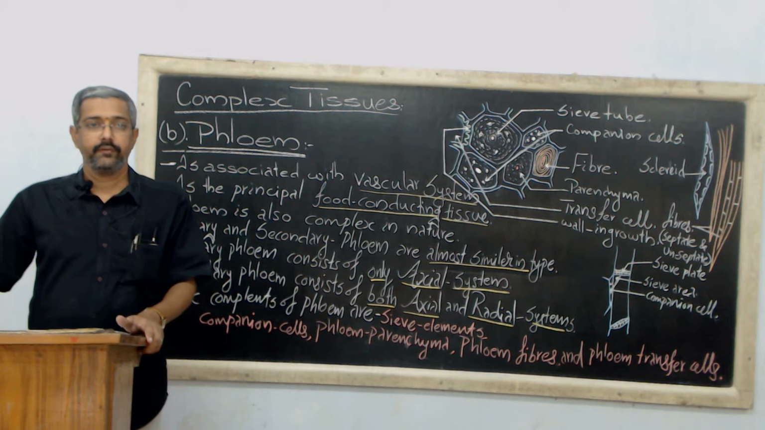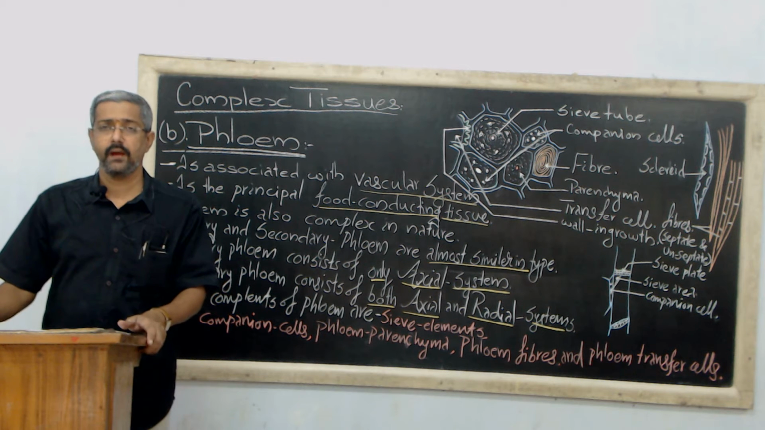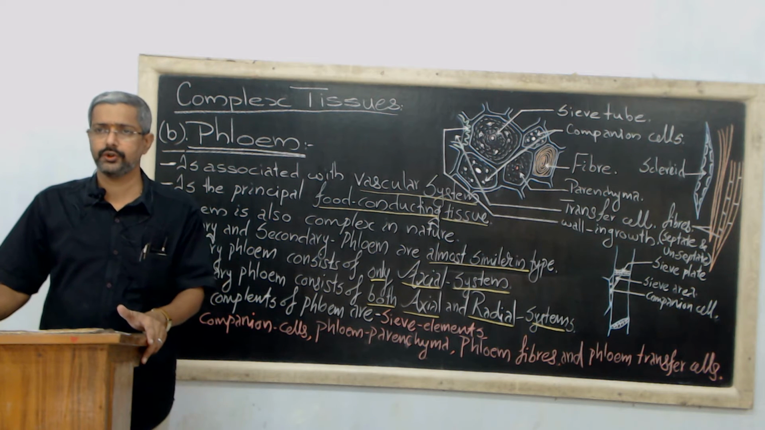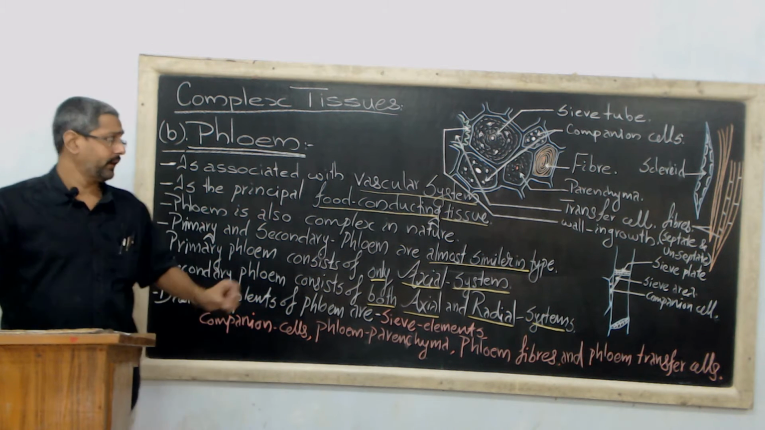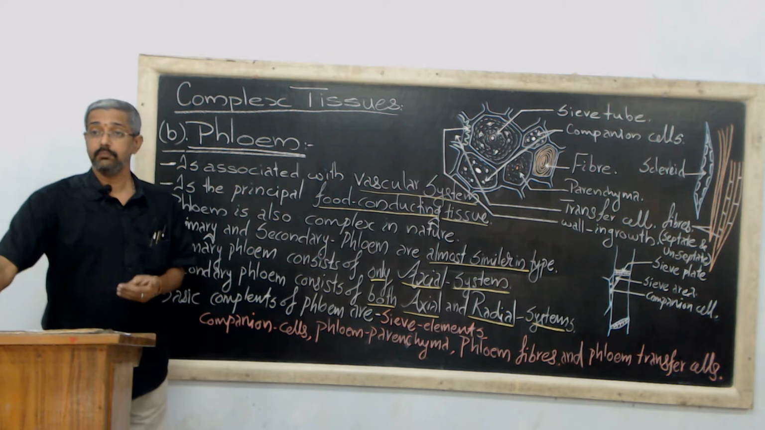Good morning. Today we are discussing the complex tissue, the second one called phloem. Phloem is also one of the major complex tissues. It is seen associated with the vascular system. The first one is called xylem.